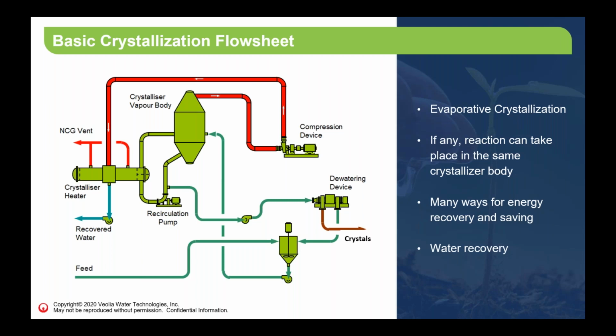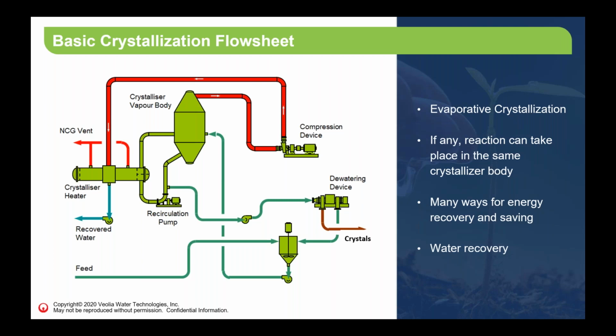You can see vapors going out of the crystallizer. We can achieve reaction here, so we can do reactive crystallization, not only crystallization. The feed can be, for example, KOH and phosphoric acid to make MKP. It can be sulfuric acid and ammonia to make ammonium sulfate. So we can carry out reactions at the same time as crystallization.